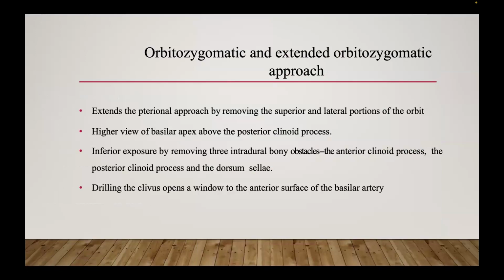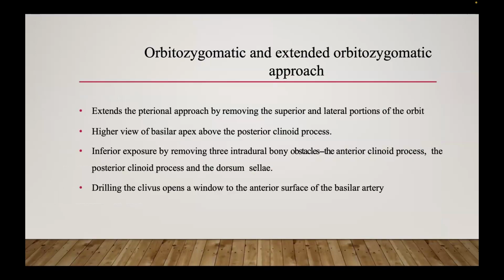Now, the orbitozygomatic and extended orbitozygomatic approach can again be employed, which is basically an extension of the radial approach, removing the superior and lateral portion of the orbit, and we can obtain a higher view of the basilar apex above the posterior clinoid process in this approach.